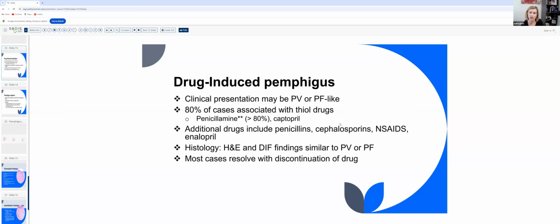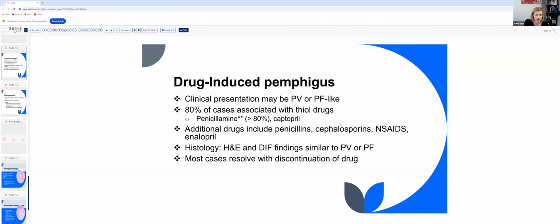Drug-induced pemphigus can present clinically very similar to Pemphigus vulgaris or Pemphigus foliaceus. About 80% of these cases are associated with penicillamine. Captopril is also implicated, as well as some additional drugs, including penicillins, cephalosporins, NSAIDs, and enalapril. The H&E findings and the direct immunofluorescence findings are similar to Pemphigus vulgaris or Pemphigus foliaceus.